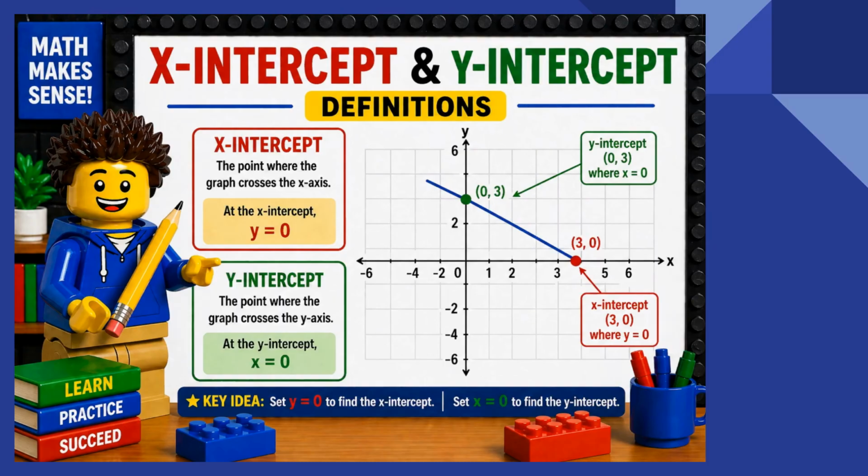The y-intercept is the point where the graph crosses the y-axis. At the y-intercept, x equals 0.